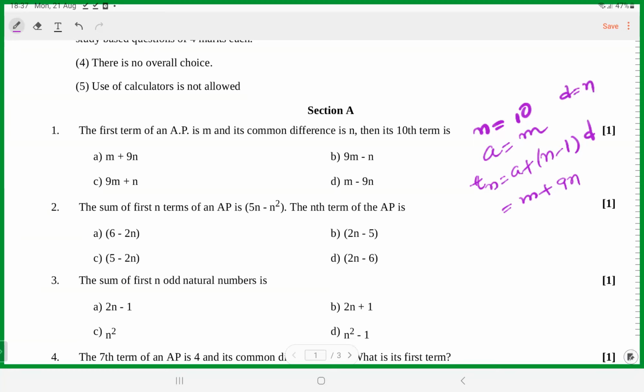Okay, next one: the sum of the first n terms of an AP is 5n minus n square. The nth term of the AP is? So what is given now? Sum is given. Sum is represented with Sn, right? So then what's the nth term? What's the sum of the n terms formula? Sn equal to n by 2 into a plus Tn, right?